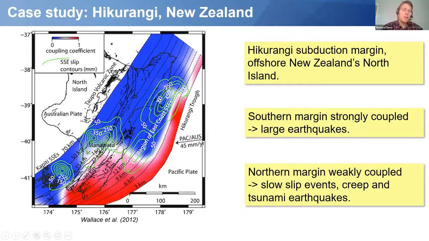along the margin. In the southern margin, as indicated by these red colors, the plate interface is really strongly locked and it ruptures every few hundreds to thousands of years in large magnitude earthquakes. In contrast, the northern margin, as indicated by the blue colors up here, is actually quite weakly coupled to shallow depths. And what this results in is a really wide array of seismic behavior, from slow slip events, seismic tremor, all the way through to those large tsunamigenic earthquakes.